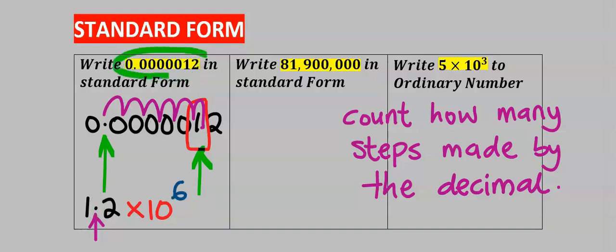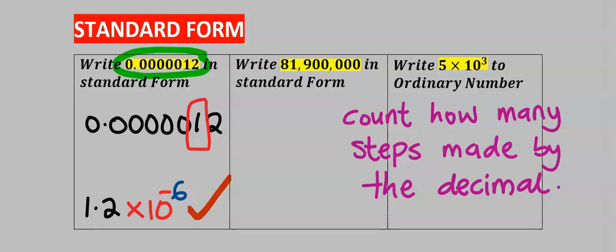However, this value is a very small value. Hence, this 6 will become -6. Small numbers will always take negative at the power, and this is our answer.